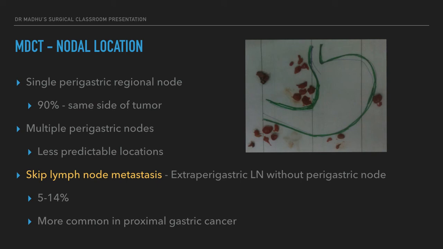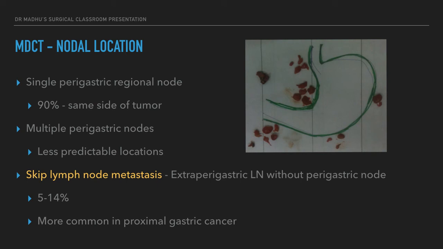If we find a single perigastric lymph node, regional node, 90% of the time it is located on the same side of the tumor. For example, if we have a lesser curve primary, then the majority of the time the node will be located along the lesser curve. However, if we have multiple perigastric nodes, then the locations are less predictable.